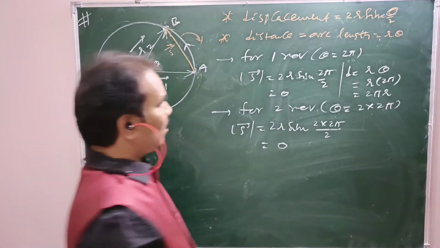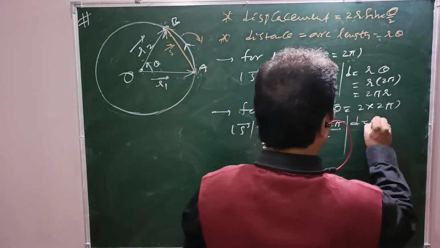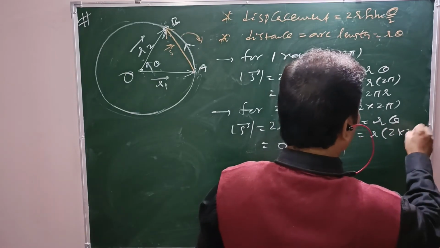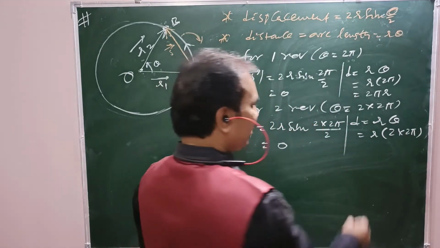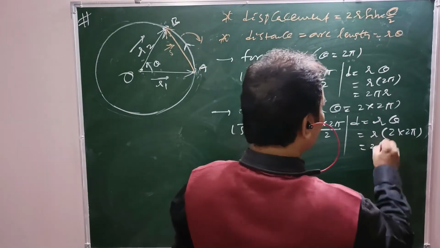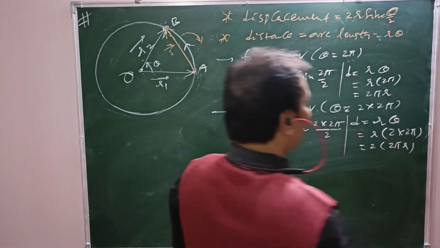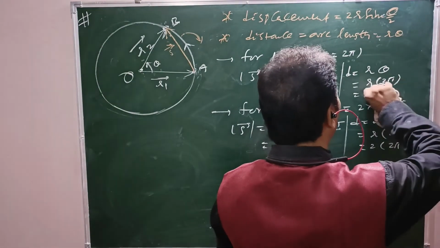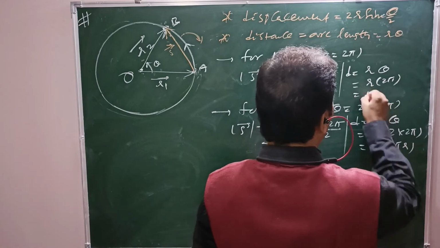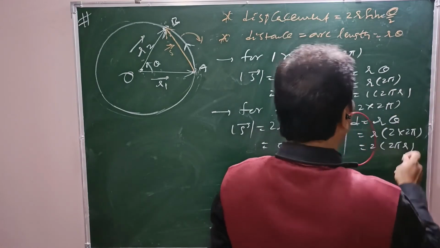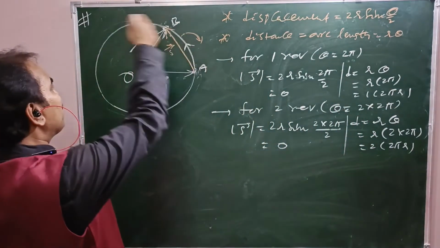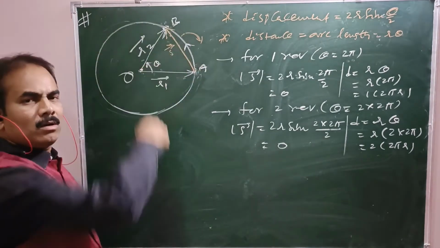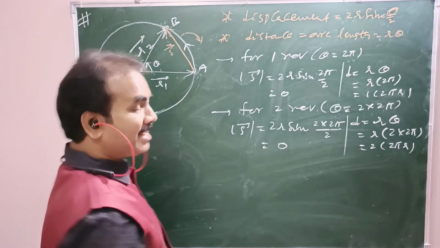Right? Now whatever distance d equal to r theta, that is r into, what is theta? 2 into 2 pi. Okay? That is twice 2 pi r. Here 1 into 2 pi r, here 2 into 2 pi r. So for one complete revolution, 1 perimeter. For 2 complete revolutions, 2 into 2 pi, 2 perimeters. That is the distance covered.